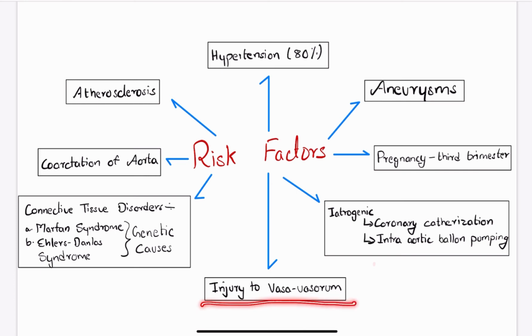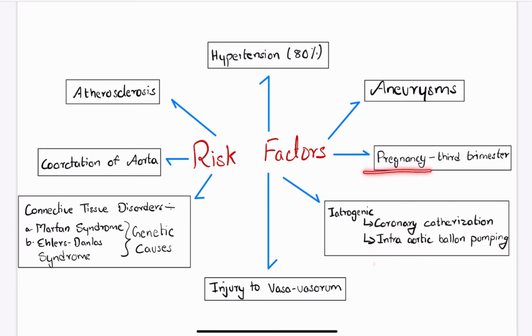Injury to the vasa vasorum, which are small blood vessels supplying the walls of the aorta, can also cause aortic dissection. Aortic dissections can also be iatrogenic, for example, during coronary catheterization and intra-aortic balloon pumping.